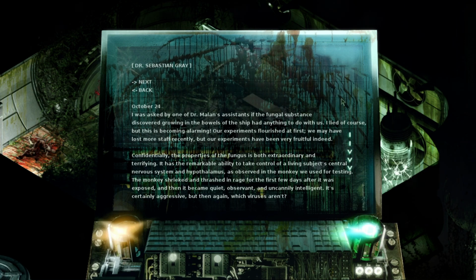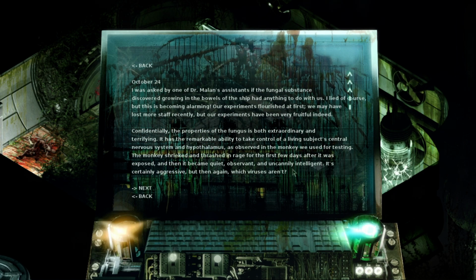I was asked by one of Dr. Milan's assistants if the fungal substance discovered growing in the bowels of the ship had anything to do with us. I lied, of course, but this is becoming alarming. Our experiments flourished at first. We may have lost more staff recently, but our experiments have been very fruitful indeed. Confidentially, the properties of the fungus are both extraordinary and terrifying.